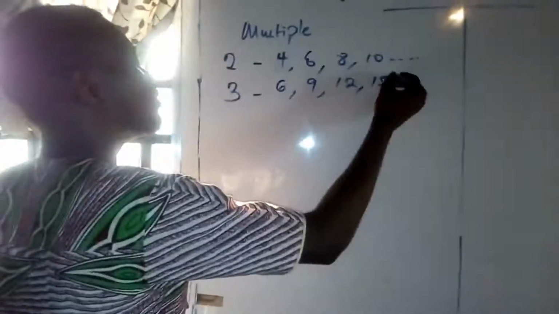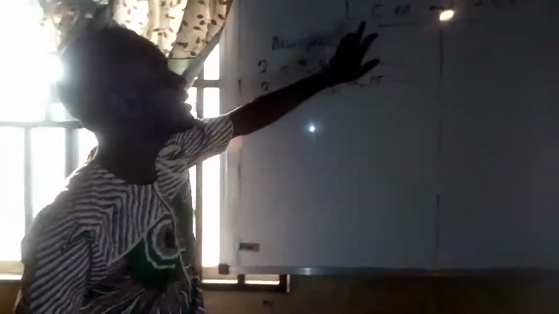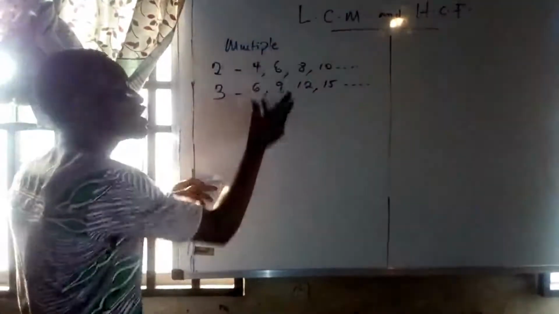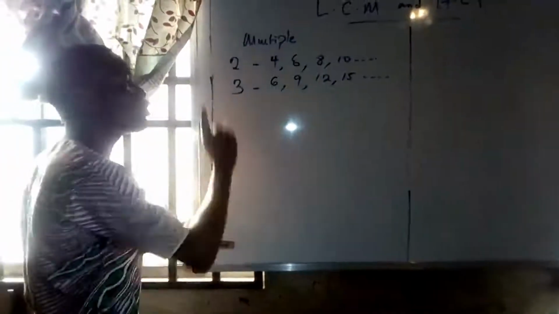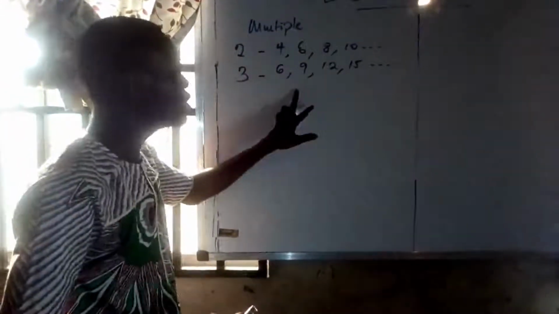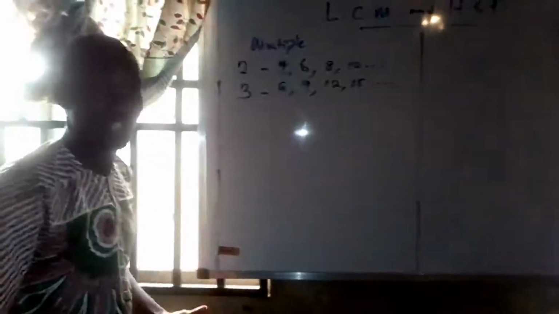Now, let's say the multiples of another number, 3. That will be 6, 9, 12, 15, and so on. Those are the multiples of the number. Then when we have to find the lowest common multiple, which of these multiples is common to each other? What multiple do we find in 2 and also find in 3? When we find that multiple, we ask ourselves which is the lowest.